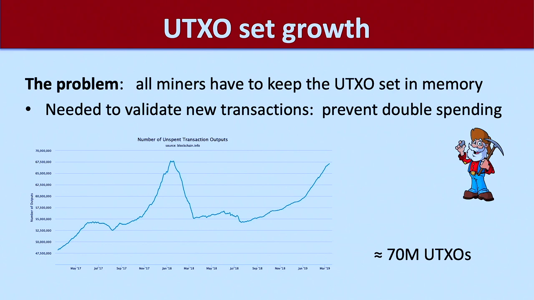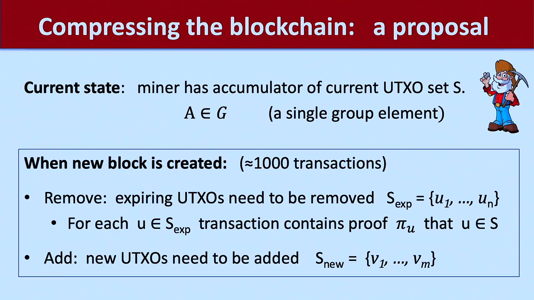Rather than storing the UTXOs as a set, let's store commitments to the UTXOs using an accumulator. So the miner basically has an accumulator for the current UTXO set. All the miner has to store in memory is just one commitment. And that's it. So this would be like 256 bytes. So literally, you can store the blockchain on your iPhone.